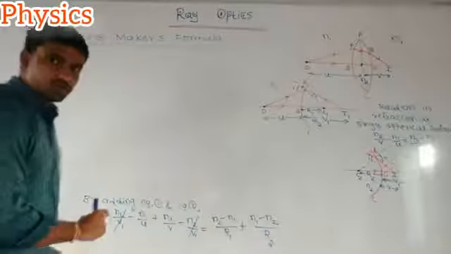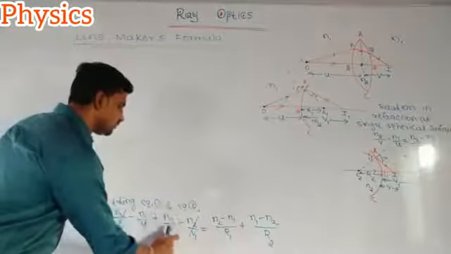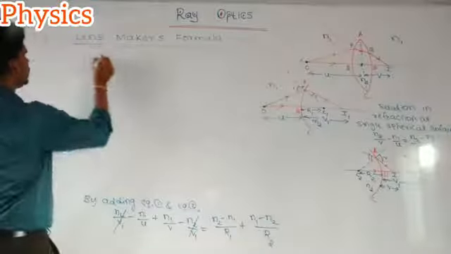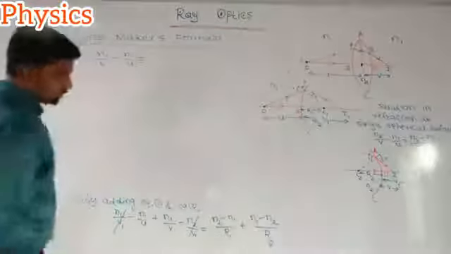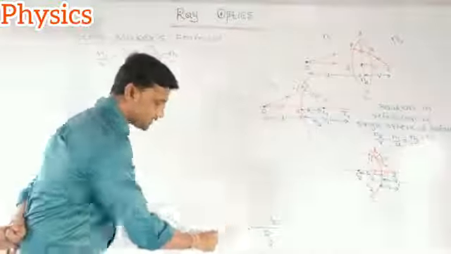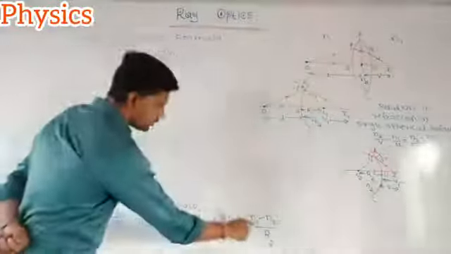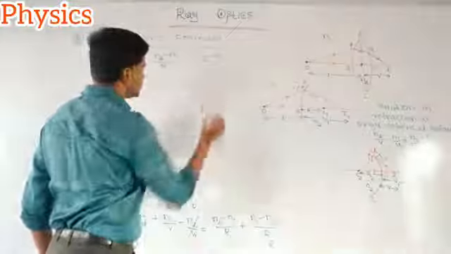So here, what I am doing is just rearranging these terms: first I write plus n1 by v and next minus n1 by u. So we get the left hand side n1 by v minus n1 by u, which is equal to, on the right hand side, the first term (n2 minus n1) divided by R1. I am writing it as it is. In the second term, I am taking minus outside. By taking minus outside, this plus becomes minus, and this n1 minus n2 I can write as n2 minus n1, divided by R2.